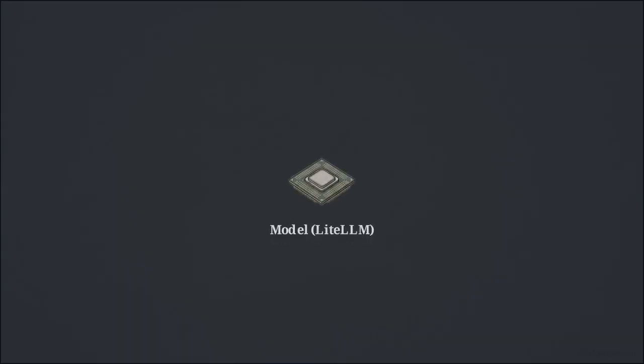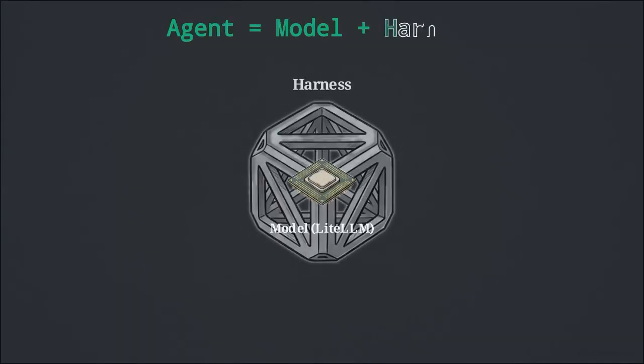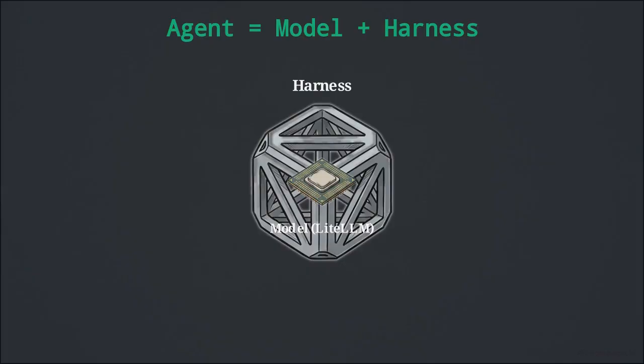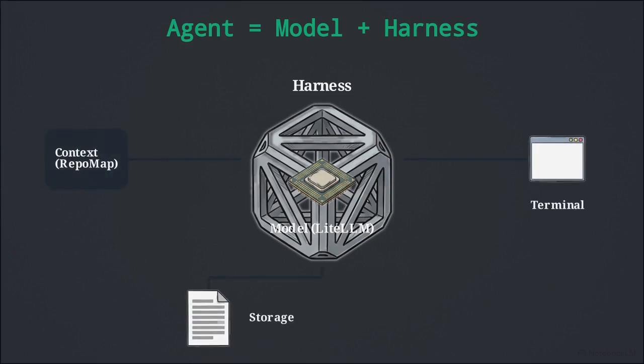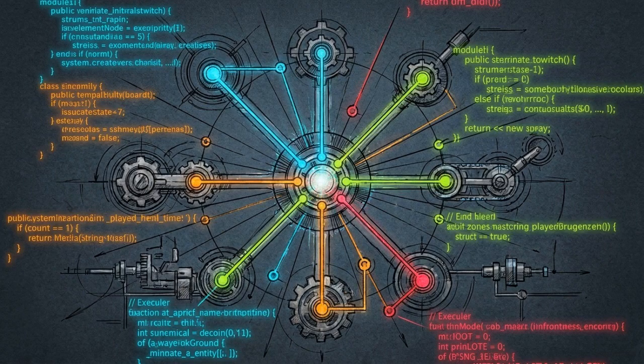This diagram shows the relationship required for a functional system. The equation is straightforward. Agent equals model plus harness. The model, usually a thin API wrapper like LiteLLM, just supplies the raw text completions. Everything else you see here is the harness. The harness dictates exactly what the model sees, what commands it can execute, and how it remembers the past. To understand how production-grade engineering tools operate, we have to look past the prompt and study the harness design.